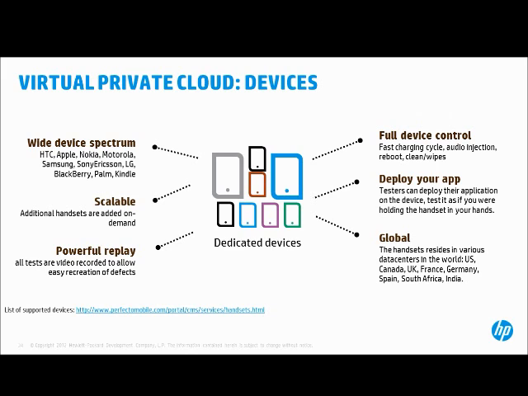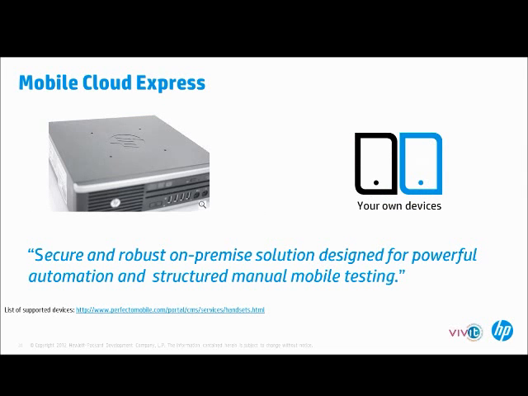Now, the next solution that I'm talking about is the Mobile Cloud Express, which is the deployment option for UFT Mobile on-premise. This is where customers want to have their own devices for testing. They do not want to test in a virtual private cloud hosted in our data centers, but rather the customer wants to do testing on devices on their premises. So it's for customers who are looking for a secure and robust on-premise solution. And again, it provides cloud-based access to the devices on-premise, and it provides the same capabilities for manual testing and automated testing of mobile applications.